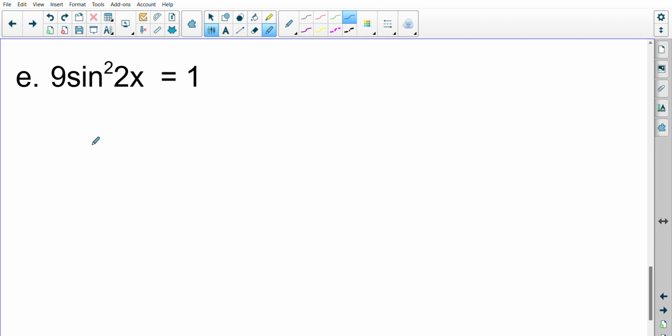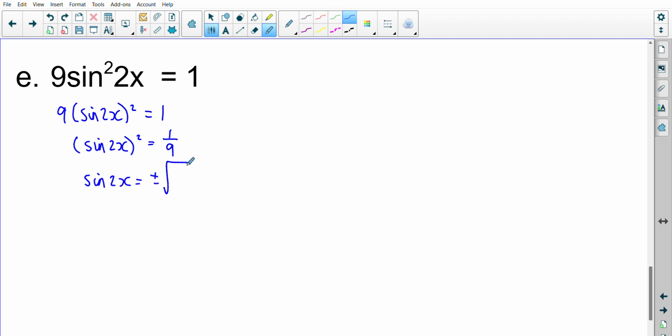Okay, so first of all, if I rewrite it as this, it could be helpful. So I'm going to divide by the 9 first. Then I'll square root, plus or minus, remember. And then if I sort that out, I'll have the square root of 1, which is 1, square root of 9, which is 3. So plus or minus a third.